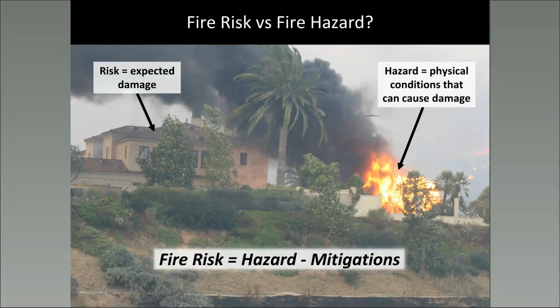Here's a quick diagram to be clear on the definitions of risk and hazard. Risk is your expected damage, what could happen, and hazard is the physical conditions that can cause damage. For this study, we used the definition that fire risk is hazard minus the mitigations that have been put in place.